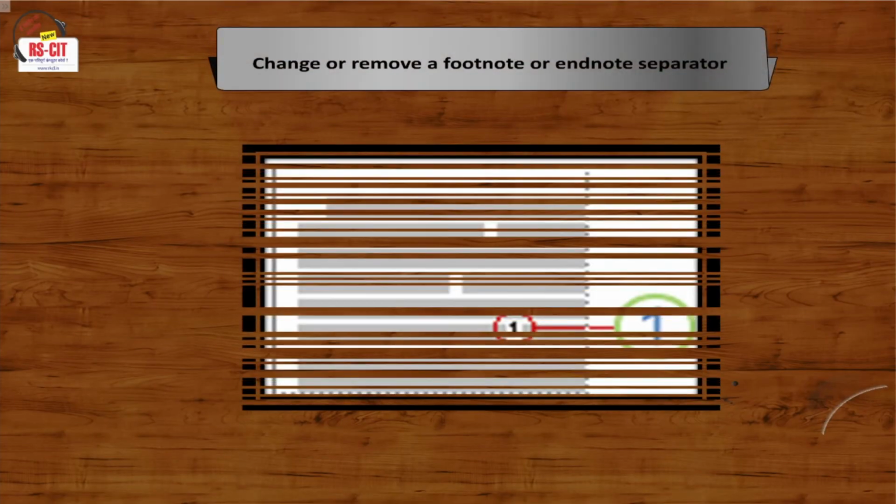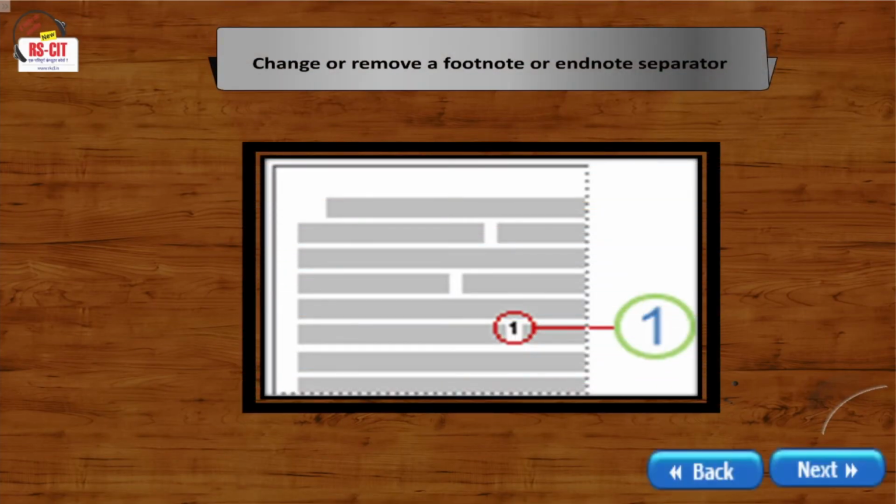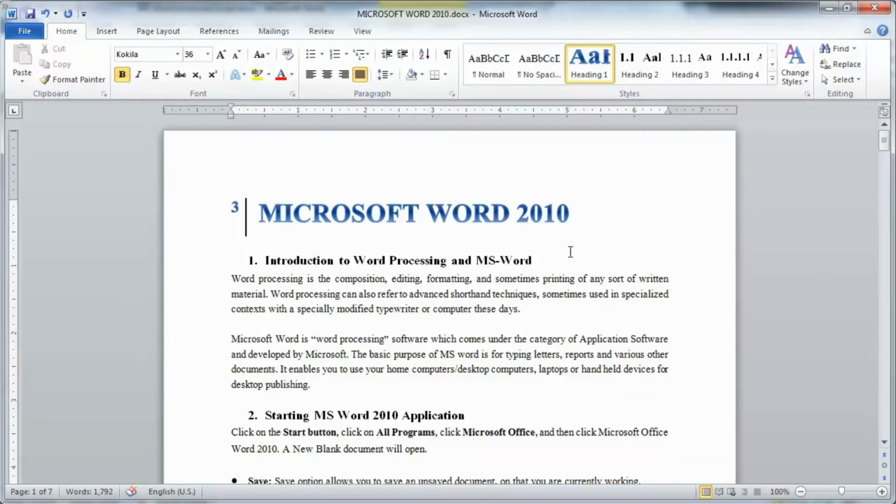Changing or removing a footnote or endnote separator. Word separates document text from footnotes and endnotes with a short horizontal line called a note separator. If a note overflows onto the next page, Word prints a longer line called a note continuation separator. You can customize separators by adding text or graphics.